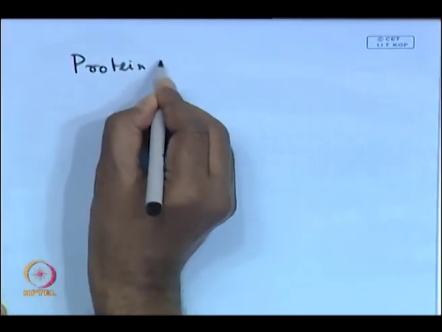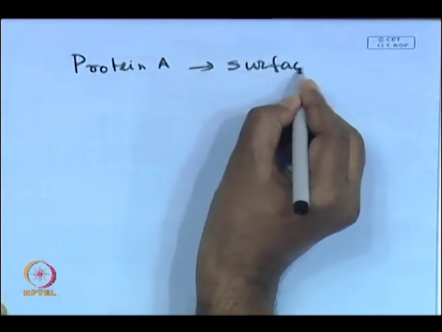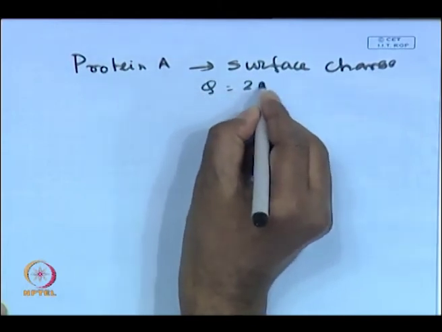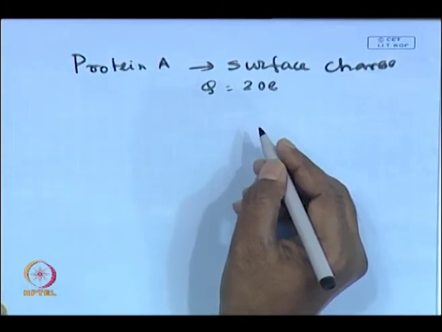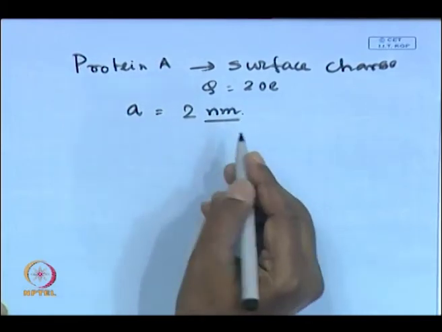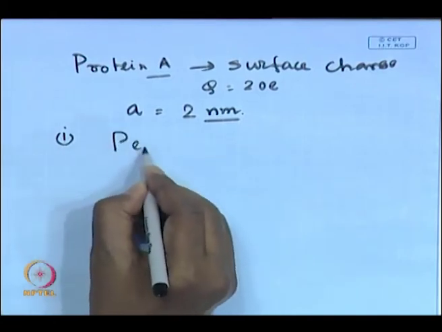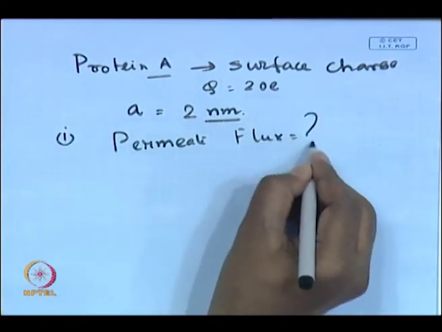Okay. In this particular problem, the protein A has a surface charge Q equal to 20 E, where E is the electronic charge, 1.6 into 10 to the minus 19 coulomb, and the radius of the protein is 2 nanometer. Let us say we are talking about protein A. Now, first of all we calculate the permeate flux.